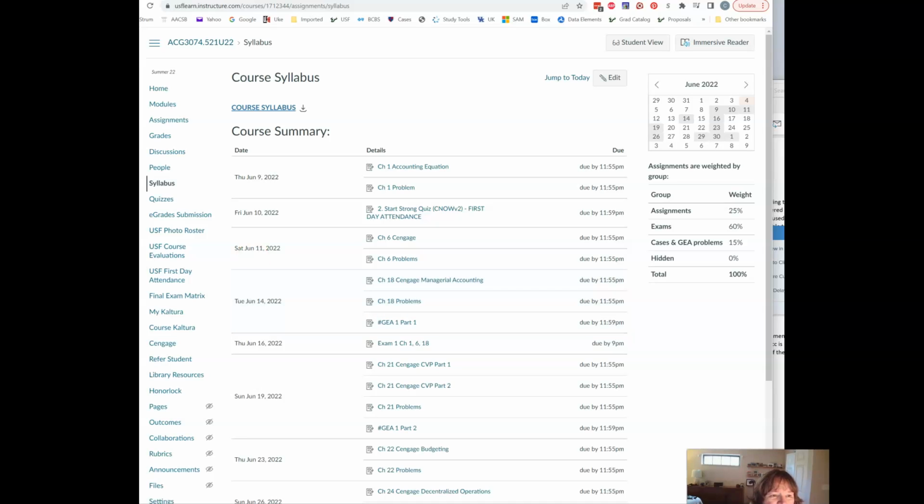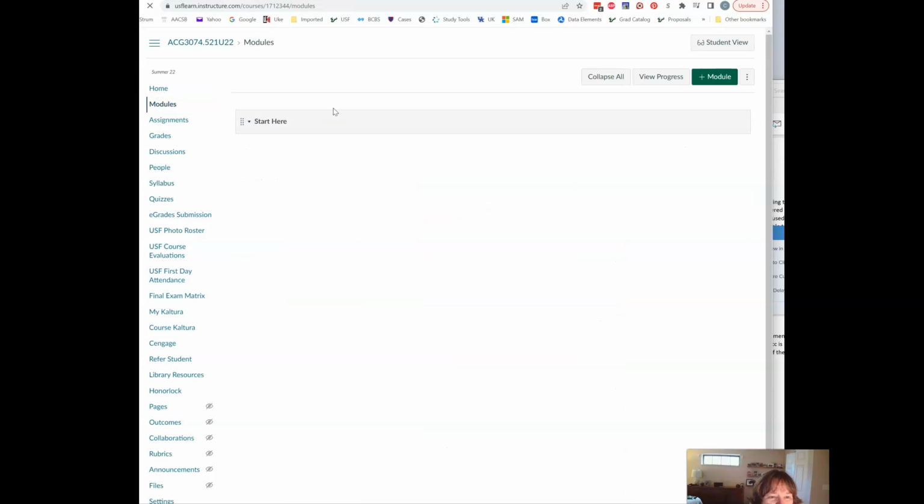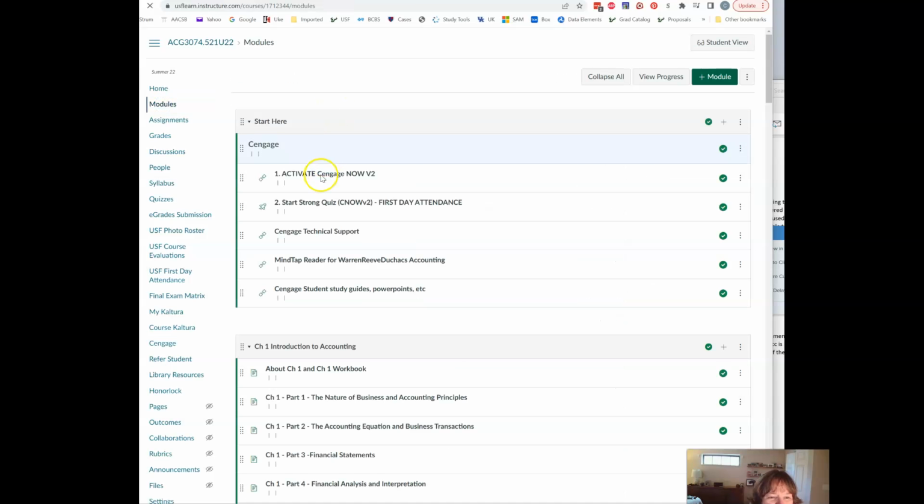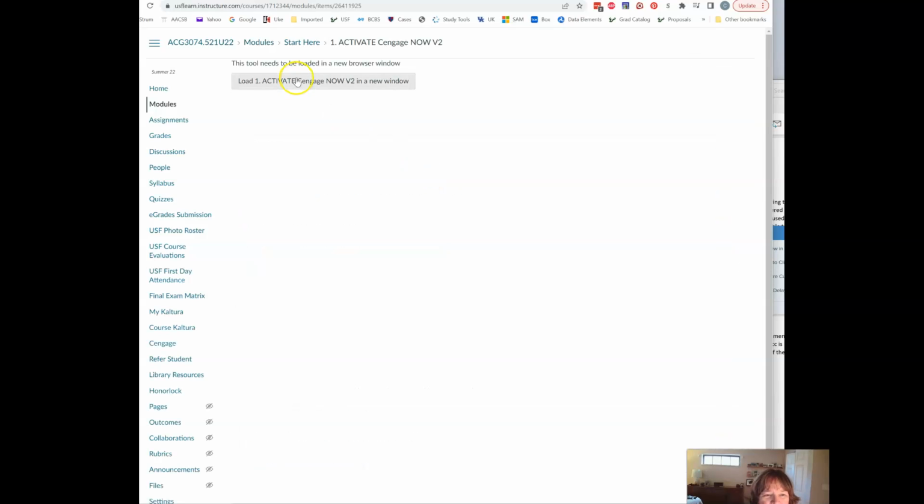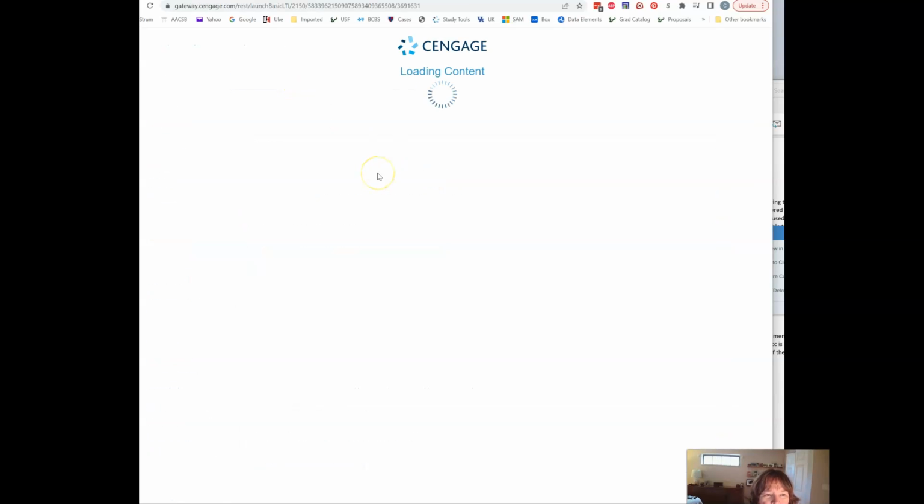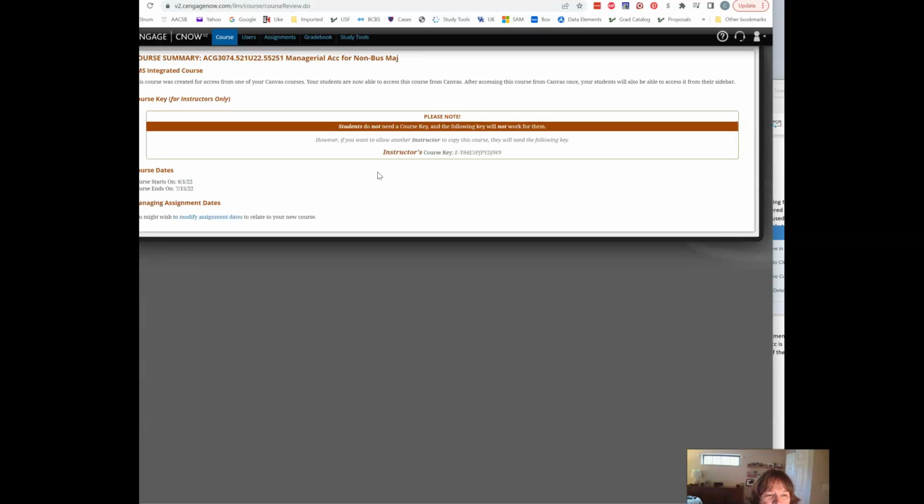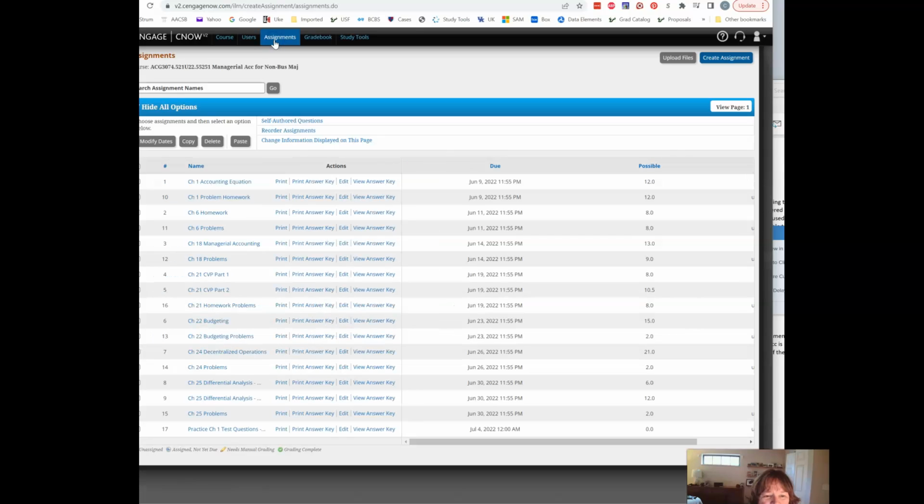Well, let's take a look at Cengage. If we go back to modules, you can click right here on the Activate Cengage one. Mine's already activated, but it'll open it up in a new window, which is really handy. Mine is a little bit different than yours, but we'll go to assignments, and all of your assignments are in here. The due date is here.